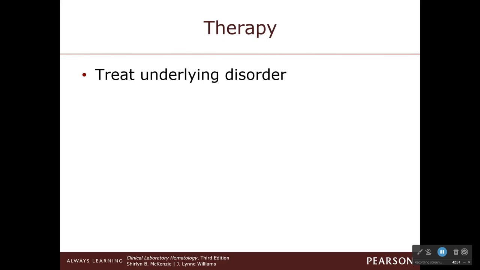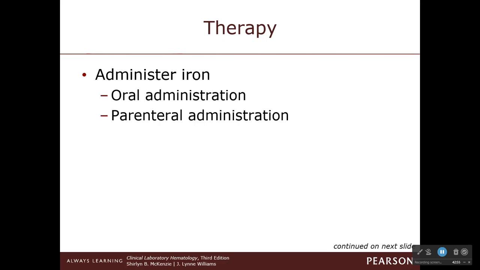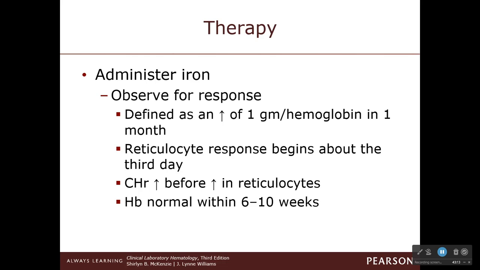And then, of course, you can start giving iron supplements. Administer iron by oral administration, or parenteral, which means injection. So it can be IV or shots. Questions? The first thing you're going to do is observe the response to therapy. One of the big things is reticulocyte count. Reticulocyte response begins about the 3rd day of treatment, so you ought to start seeing an increase in reticulocytes. The CHR should begin to increase, and then hemoglobin should return to normal between 6 and 10 weeks of therapy.